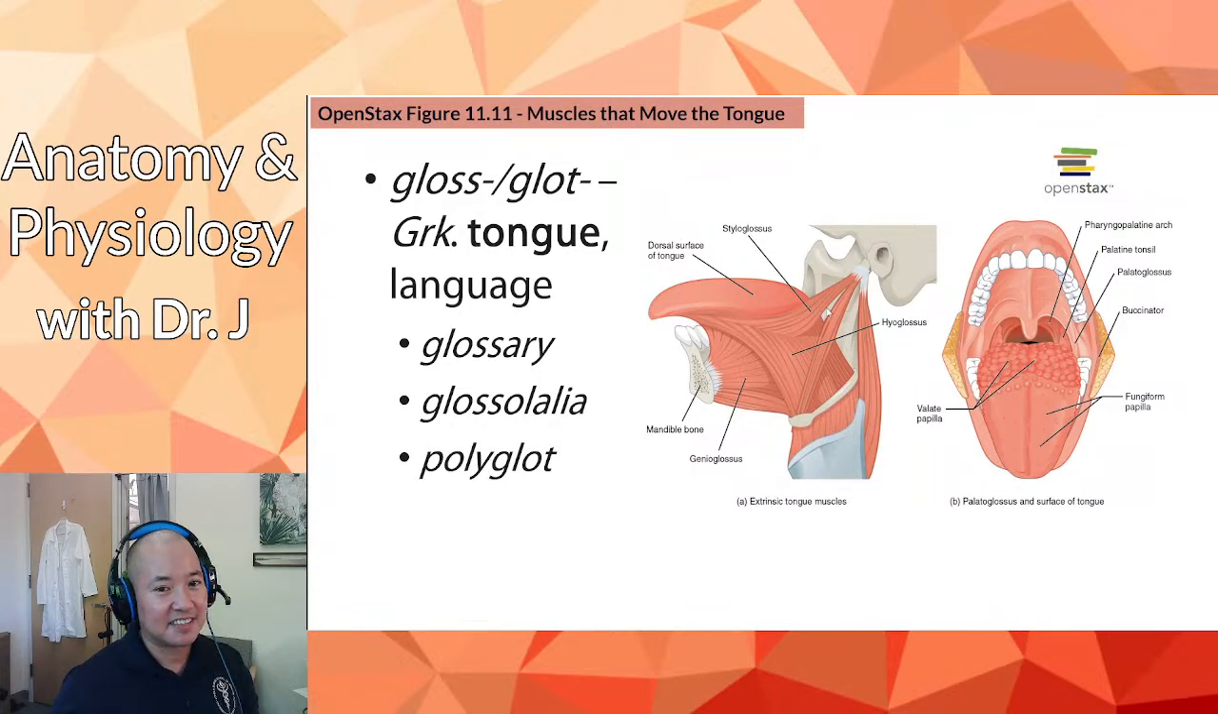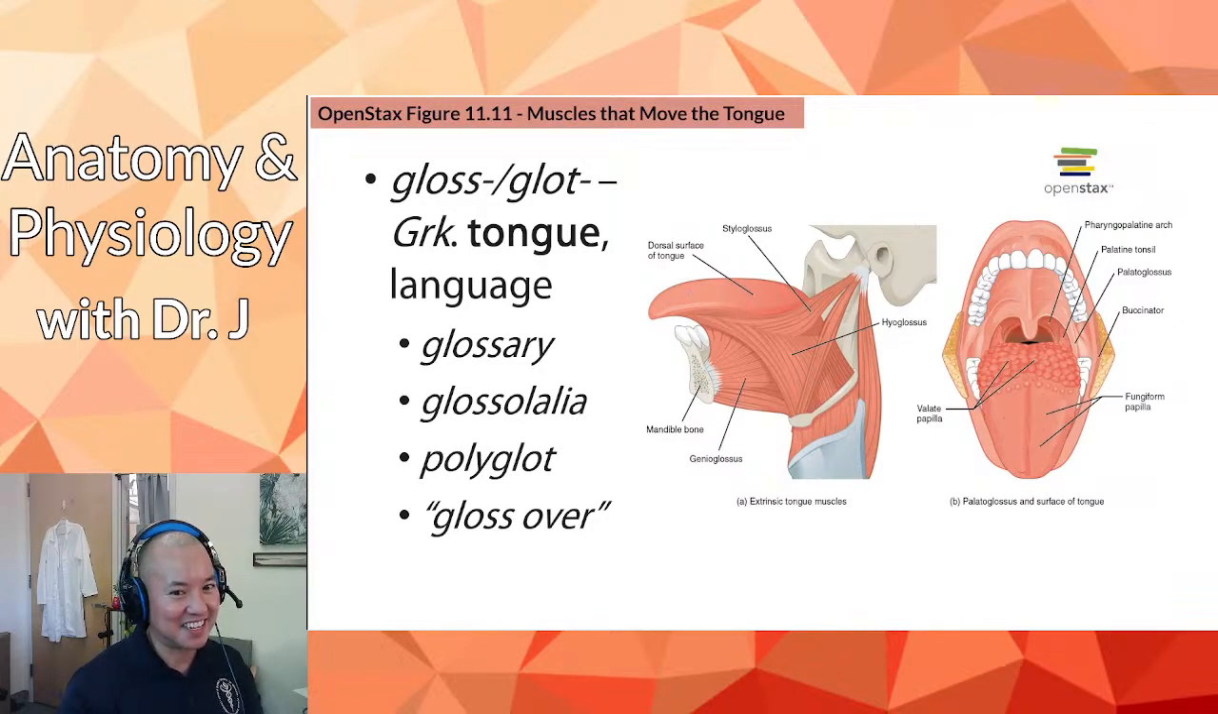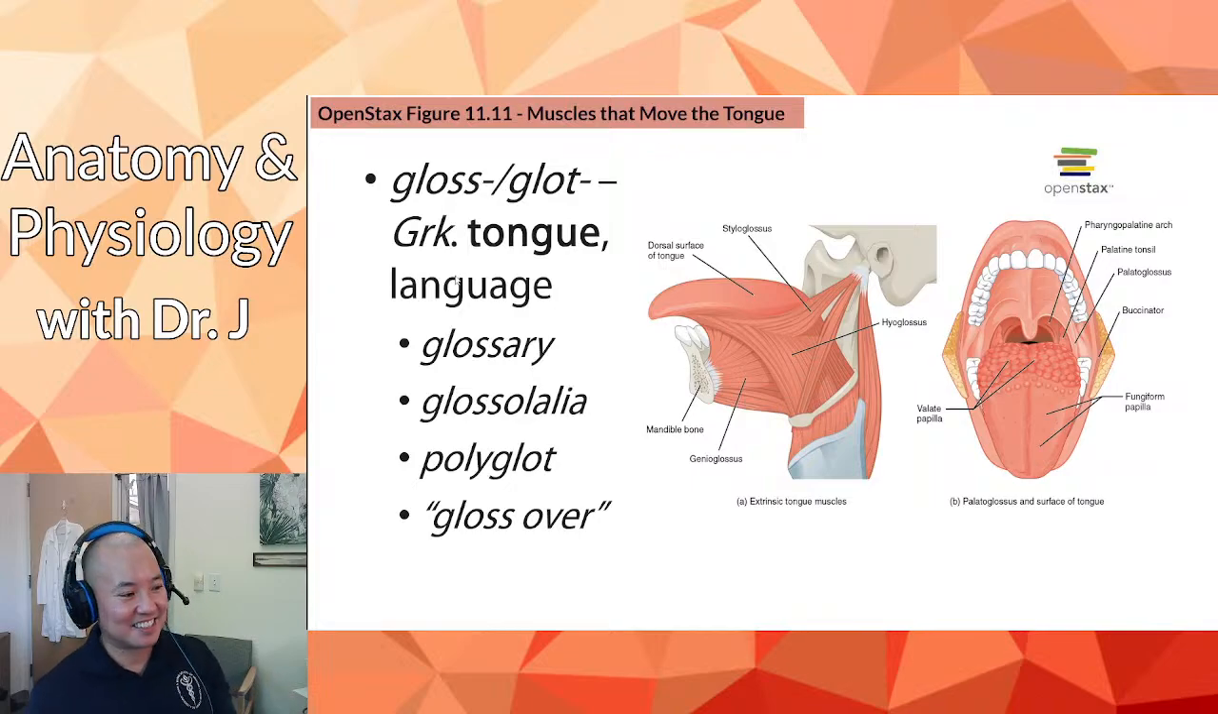And a polyglot, this is someone who can speak multiple languages. But to speak a language, you need to use your tongue. And gloss over is like someone who's very good at speaking and they don't really talk about details, kind of like some people you might know. So that is referring to speech and the tongue.